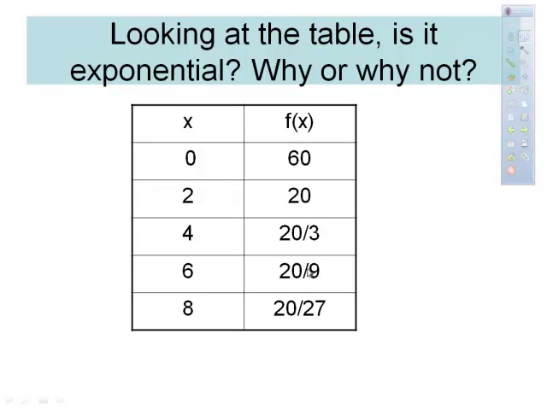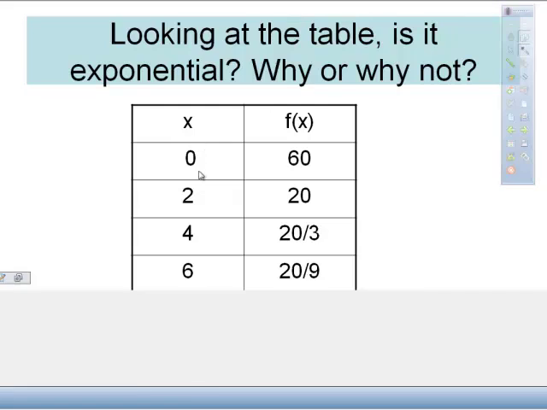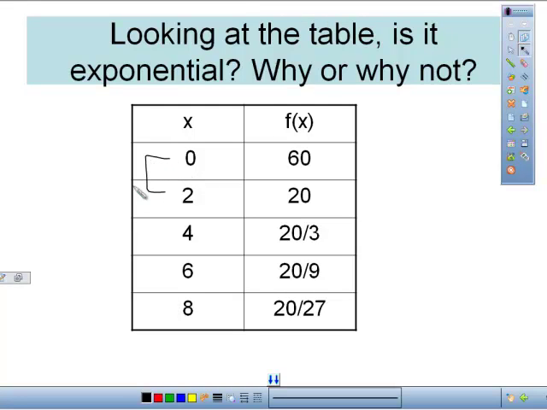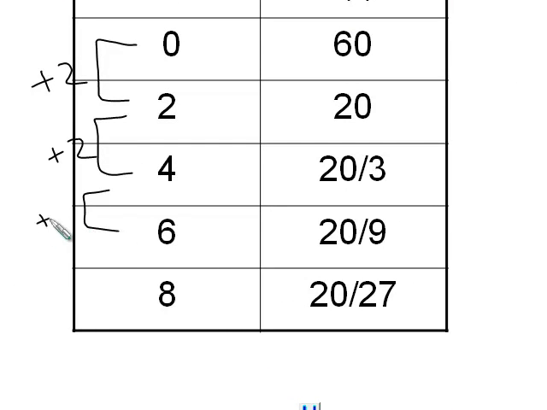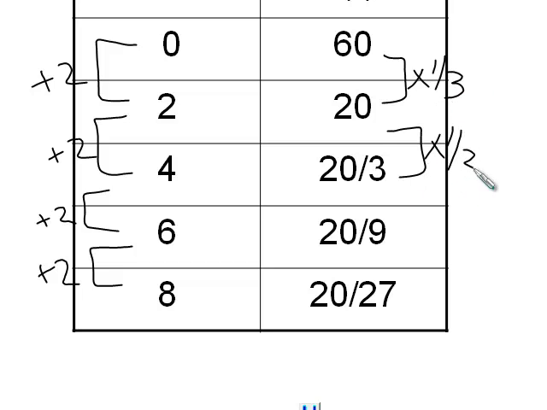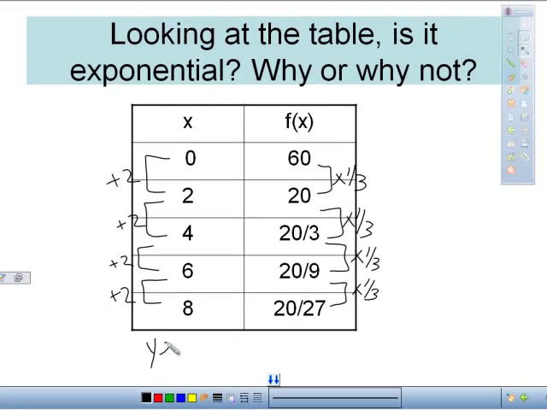How about this one? We see that each time our x value is going up by 2 this time. What about our f of x value? Is it being multiplied by a constant value? Well, to get from 60 to 20, I again multiplied by 1/3. And if I follow my pattern, it does indeed seem to be that each time I multiply by 1/3. So this is definitely going to be an exponential function.